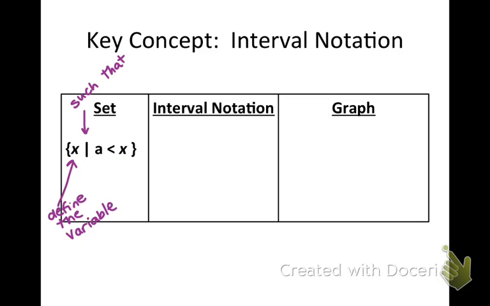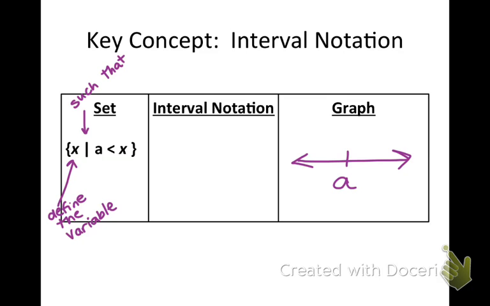Now let's talk about what that looks like as an interval notation. But before we do that, let's focus on the graph before we get there. What does this graph look like on a number line? If I had some number A, and X needs to be larger than A. Do you guys remember putting open and closed dots? Would this be an open or a closed dot? This will be an open dot.